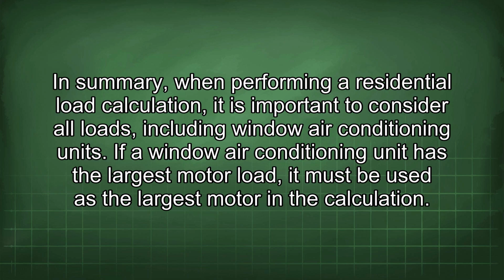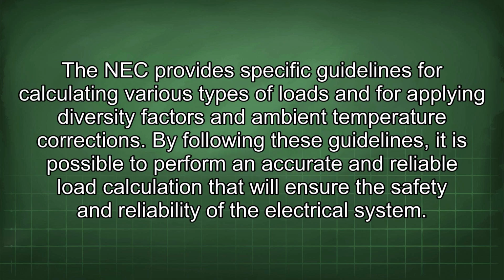In summary, when performing a residential load calculation, it is important to consider all loads, including window air conditioning units. If a window air conditioning unit has the largest motor load, it must be used as the largest motor in the calculation. The NEC provides specific guidelines for calculating various types of loads and for applying diversity factors and ambient temperature correction. By following these guidelines, it is possible to perform an accurate and reliable load calculation that will ensure the safety and reliability of the electrical system.